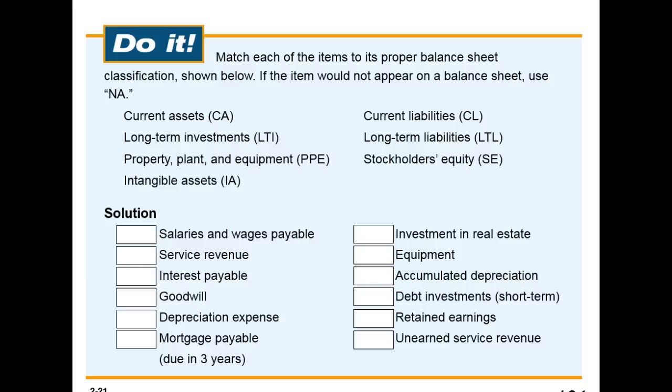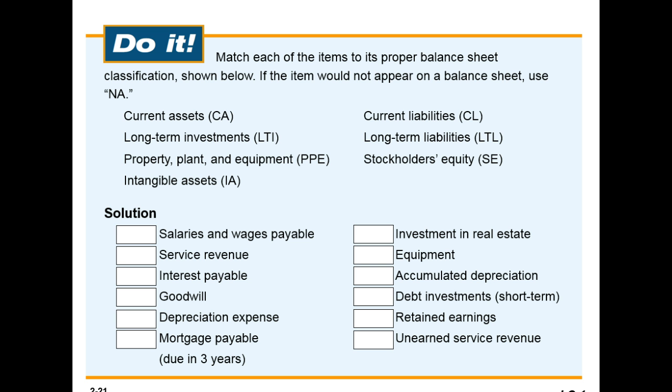PowerPoint, and let's look at these and let's talk about them. We're going to match, and you'll probably see something like this on your Chapter 2 quiz, just like we're going to have for Chapter 1, Chapter 2. Let's match these items with their category on the balance sheet. So we're going to look at current assets, current liabilities, long-term investments, long-term liabilities, property, plant, and equipment, stockholders' equity, and intangible assets. What's a salaries and wages payable?